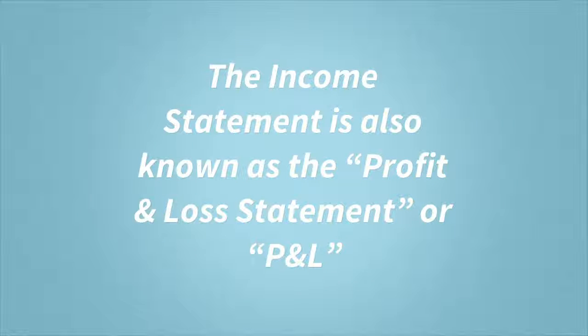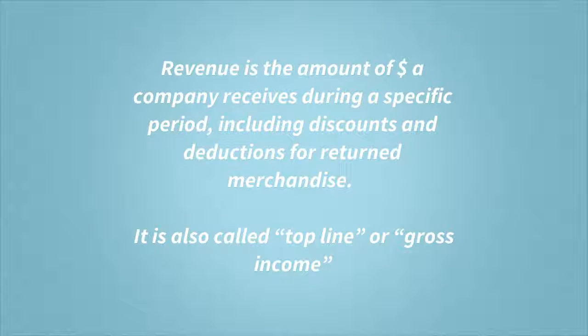The income statement is also known as the profit and loss statement, or P&L. Don't be fooled when somebody refers to the income statement as one of these other names. The first part of the income statement is revenue. Revenue is the amount of money a company receives during a specific period. This includes discounts and deductions for returned merchandise. Revenue is also called top line or gross income.